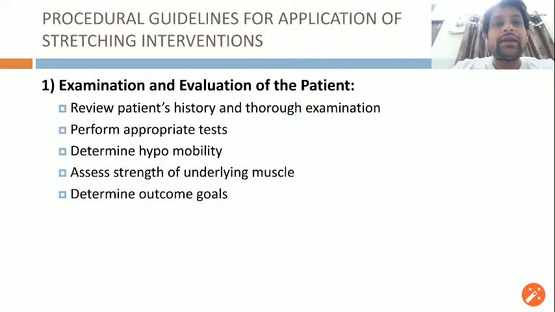Next is procedure guidelines for application of stretching. In procedure guidelines, first we have to examine and evaluate the patient. So start with the patient history and go through the examination, perform the appropriate tests, then determine the hypomobility, then assess the strength of the underlying muscles and determine outcome goals.